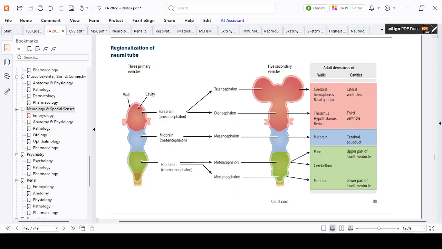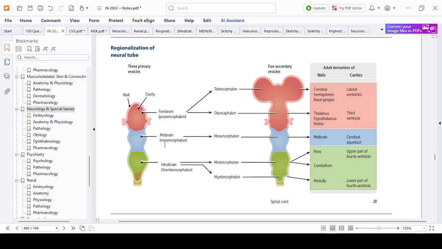From the fourth ventricle into the subarachnoid space is through the foramen of Luschka and Magendie. Luschka is lateral, Magendie is medial. So that's how the CSF flow is going, in this way. It will be coming downward, and finally it will be reabsorbed through the subarachnoid space. There are small openings through which the fluid is reabsorbed.